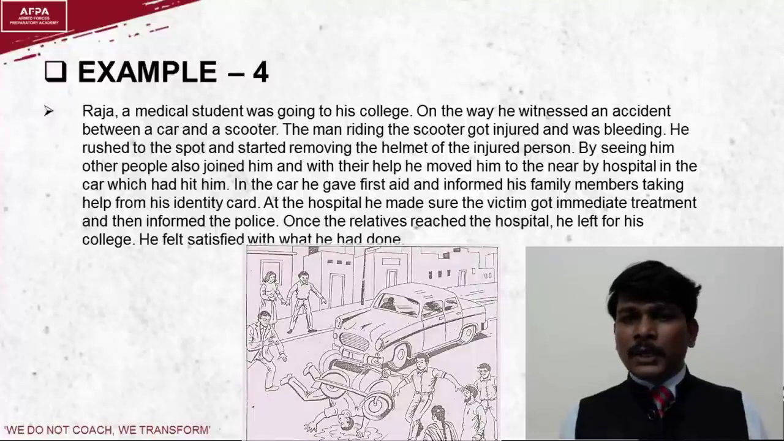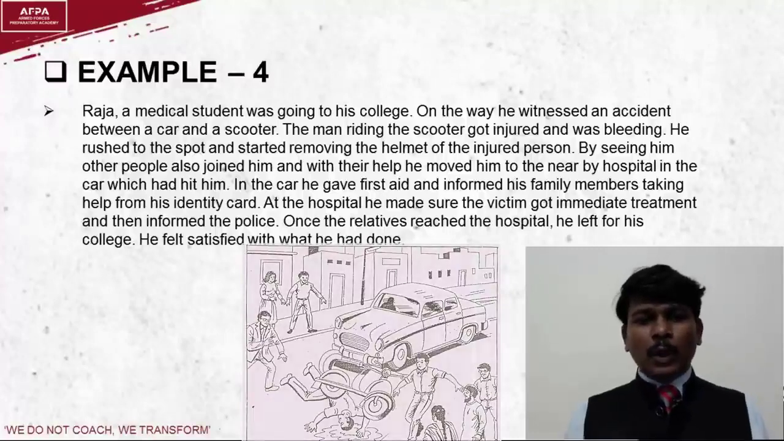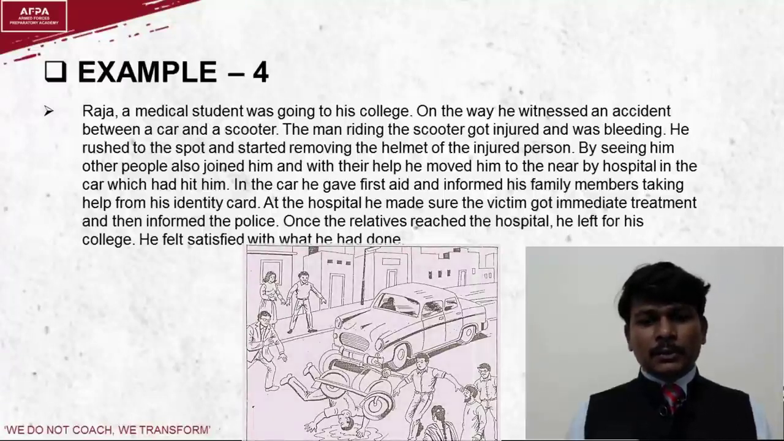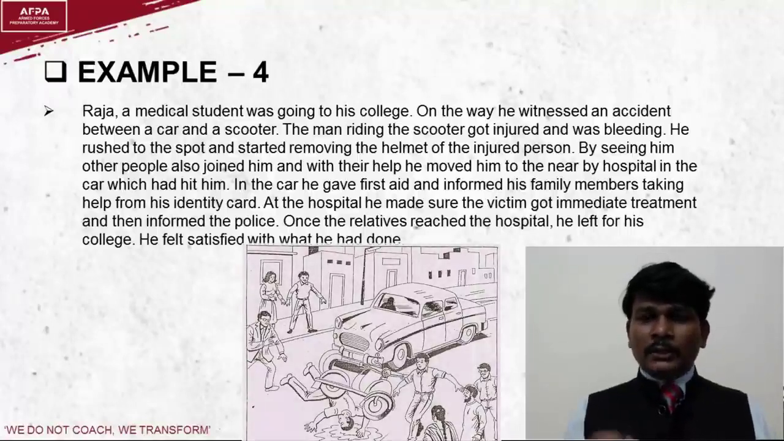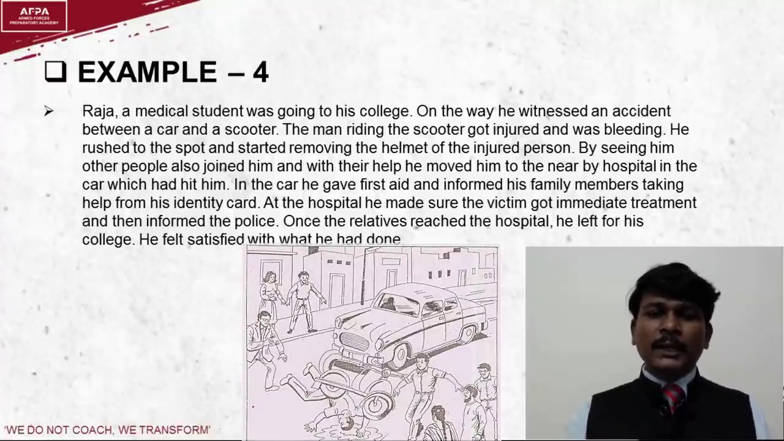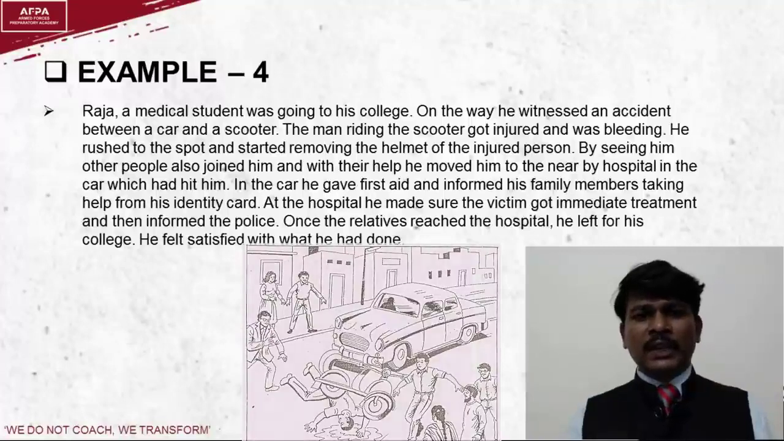And the other important aspect missing in the story was, what happened to the injured person? You have taken so much effort, but at the end of the story you have written what? He felt satisfied with what he had done, but the story is still incomplete. The relatives have reached there, but what happened to the injured person? Did he survive or not? So adding these two sentences in this story would have made the story entirely different, a very high level kind of story.